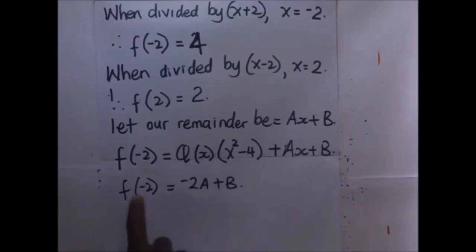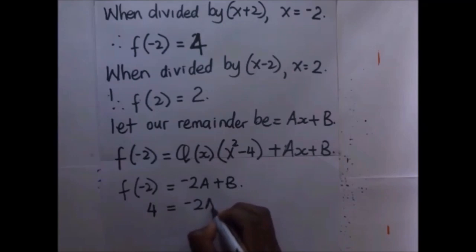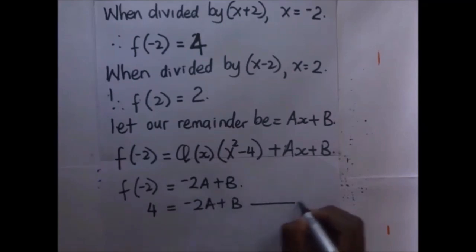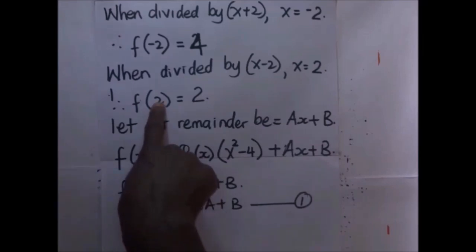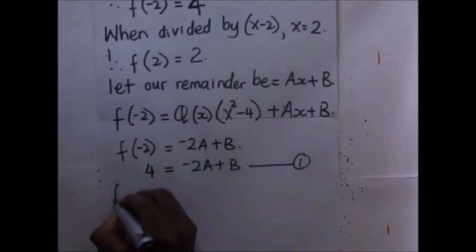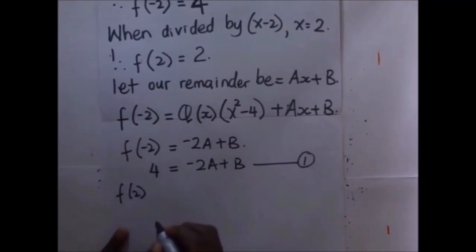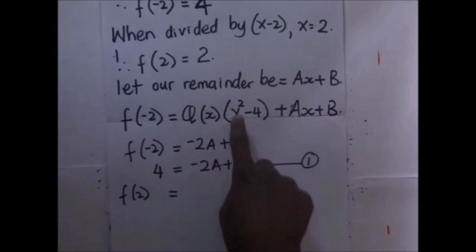And we know that f of negative 2 is giving us 4. So it means that 4 is going to give us negative 2a plus b. That's our equation 1. So we go to the second case when our value of x is 2. When we put our value of x here, 2, f of 2 is going to be equal to, when we put our value of 2 here, 2 squared minus 4, this is going to be equal to 0.